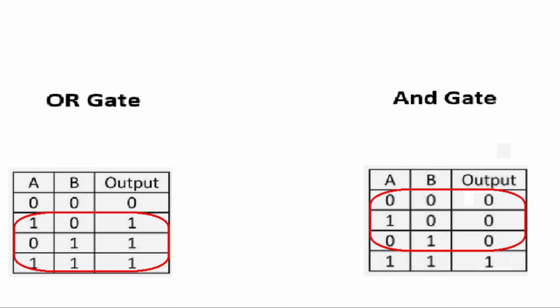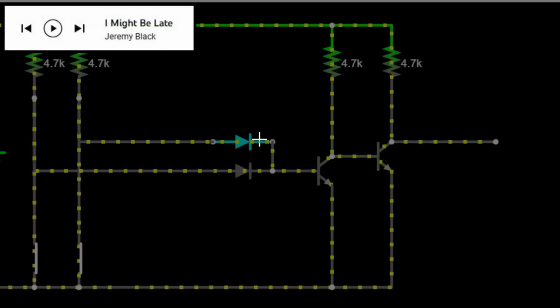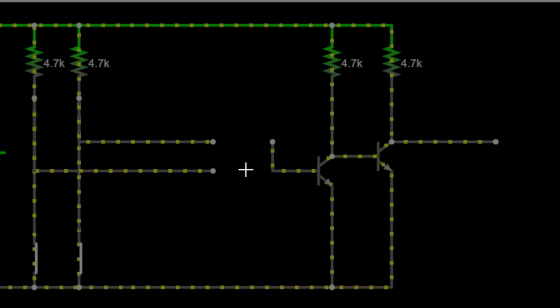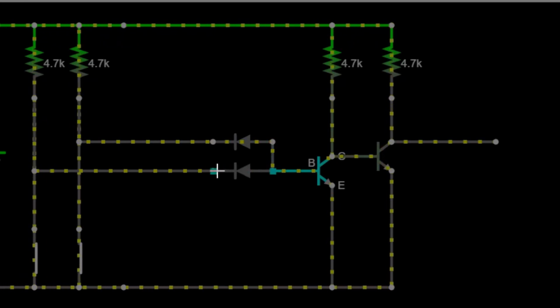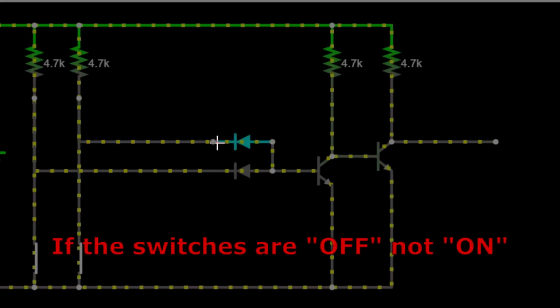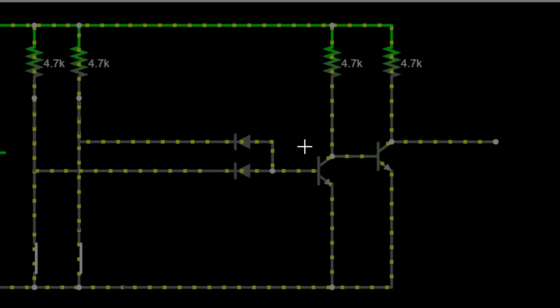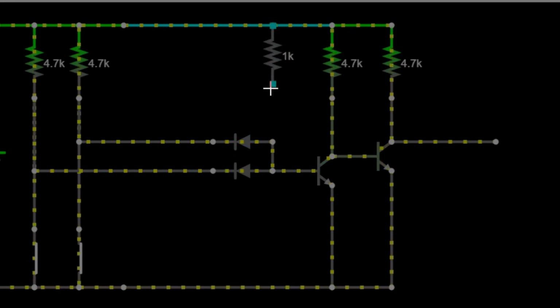So let's see what that looks like. To start with, let's delete these diodes and replace them with diodes going in the opposite direction. Now these switches will drive them low, or if the switches are on, they'll reverse bias the diodes and they'll do nothing. But for the low condition to work, there needs to be a power source. So put another pull-up resistor in.